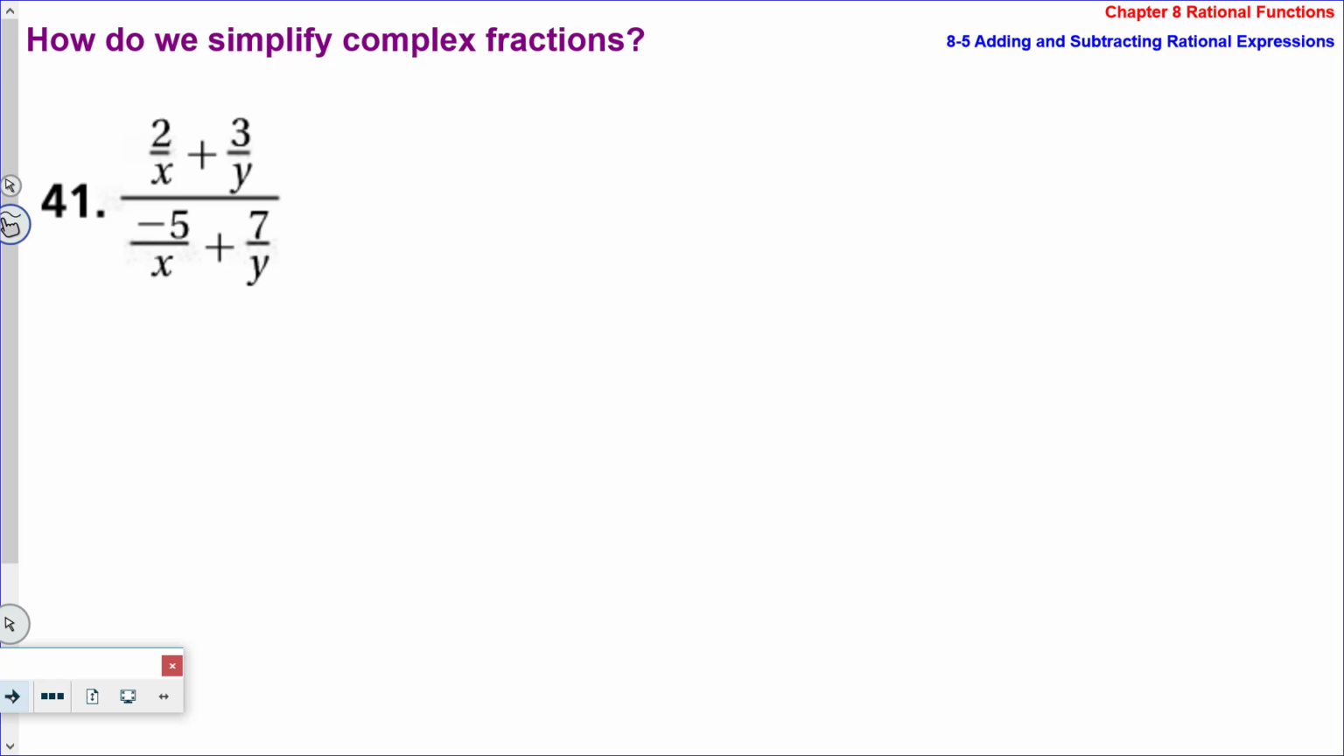So please copy this example into your notebooks. This is the last one. Once we're done, we are done. And you could work on this assignment for the rest of the period. If you want to start 8-6 today, we could do that as well.